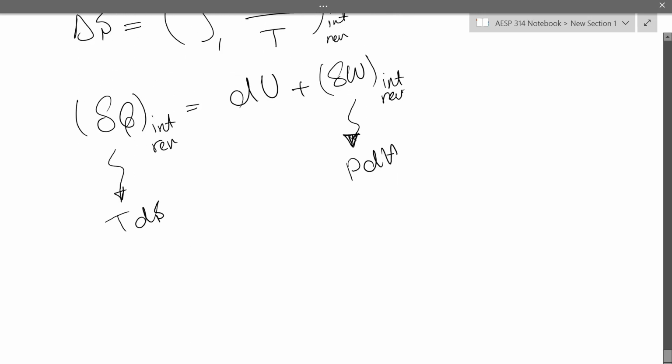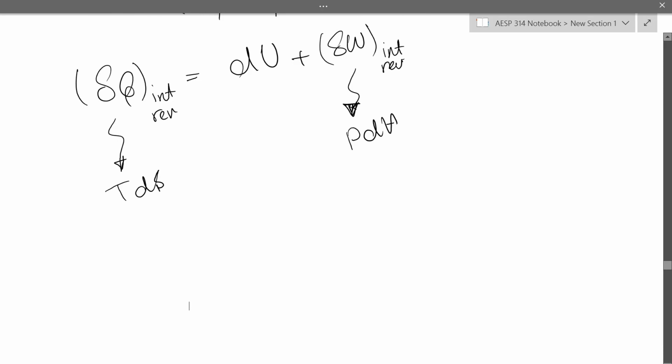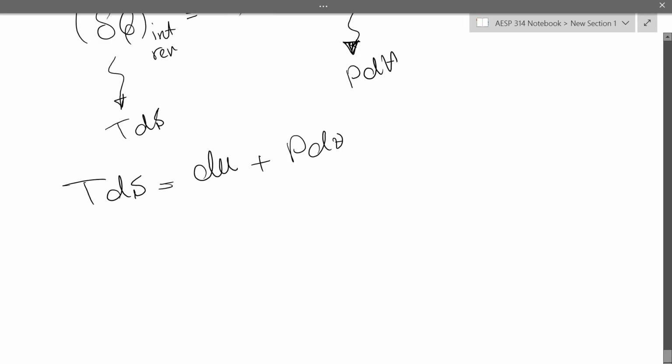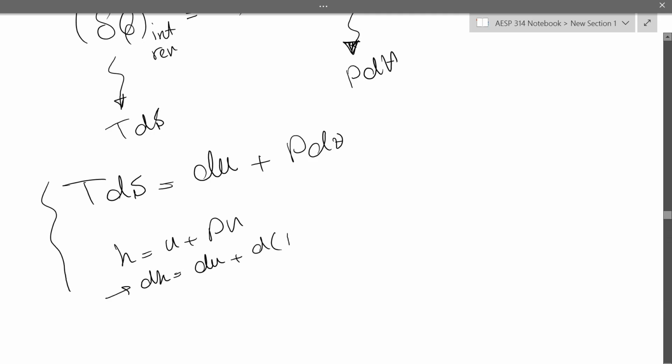Okay, so if you replace these into these equations, TdS is going to be equal to TdU plus PdV, and we are going to use the intensive properties here. Let's use the definition of dH. We said H equals U plus PV, right? So dH is equal to dU plus d(PV).